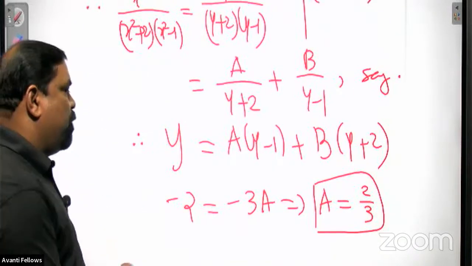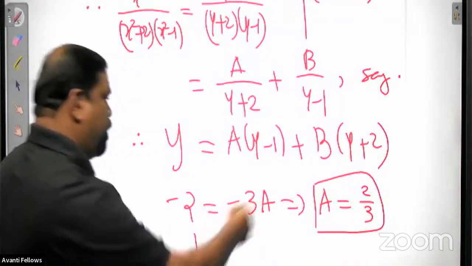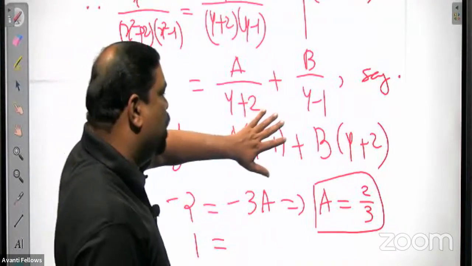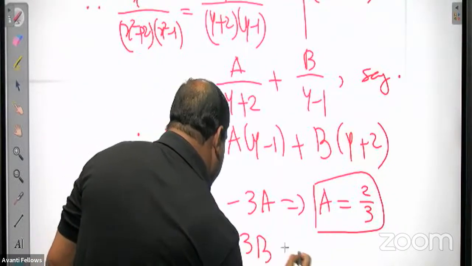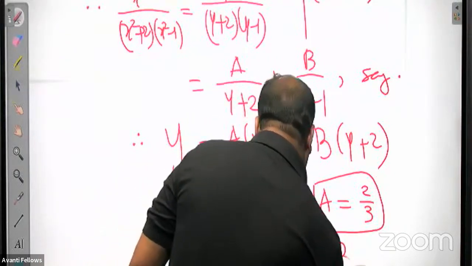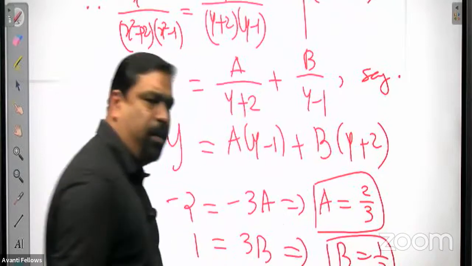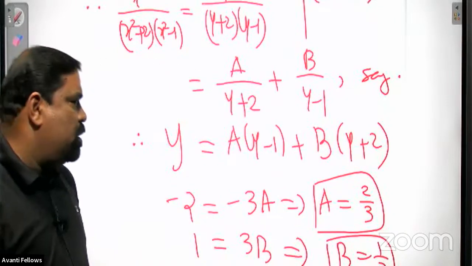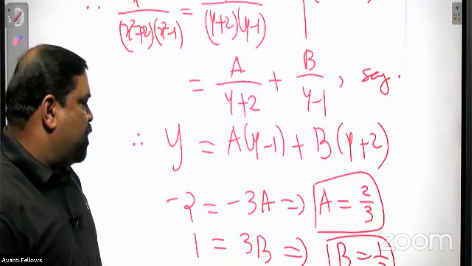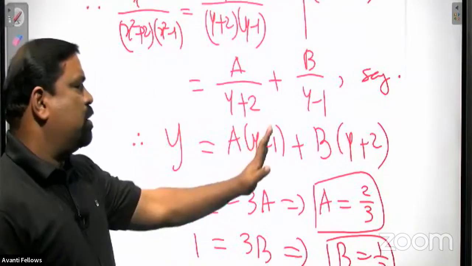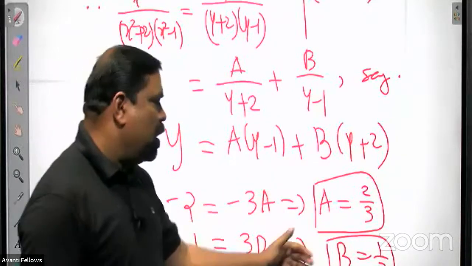Then put y equal to 1, y equal to 1 everywhere. So that means this will be 0, and B into (1 plus 2), that is 3B. So 1 is equal to 3B. That implies B is equal to 1 by 3. Somehow we have to get A and B. For that, the best method is you just put some values for y. Otherwise, you can compare both sides, the coefficients. That also can be done. So anyway, A is 2 by 3, B is 1 by 3.